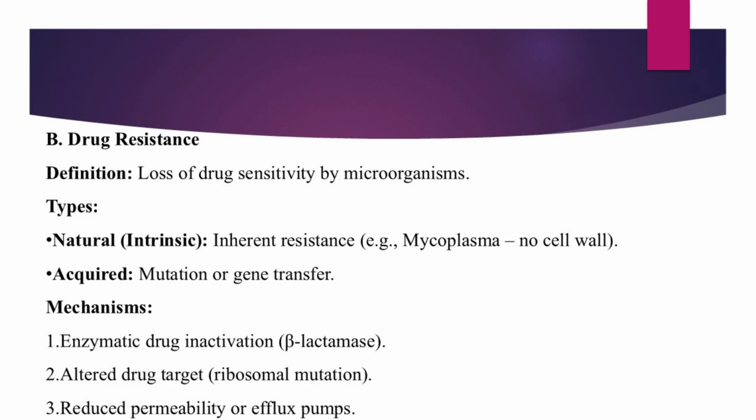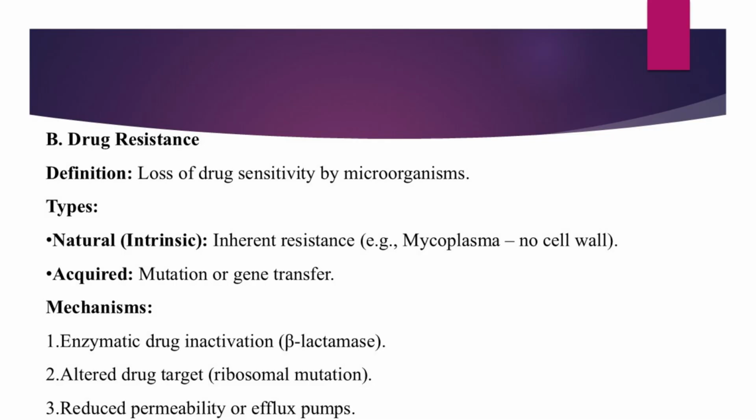Section B covers drug resistance, which is defined as the loss of drug sensitivity by microorganisms. There are 2 main types. The first is natural or intrinsic resistance, which is an inherent feature of the organism. An example of this is mycoplasma, which is naturally resistant to drugs like penicillin because it lacks a cell wall. The second type is acquired resistance. This develops over time through genetic changes, such as a spontaneous mutation or gene transfer from other resistant bacteria.